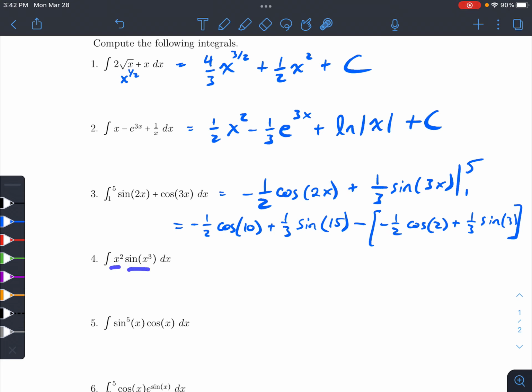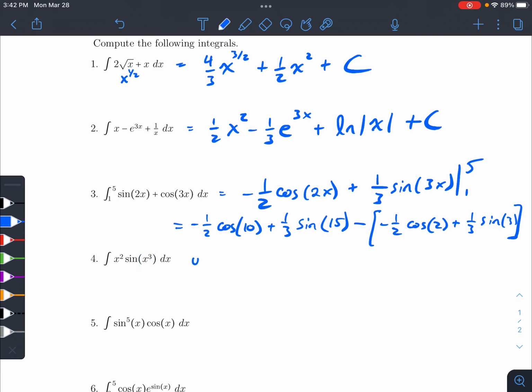X squared sine of x cubed. When you're doing these things and you don't know immediately what the antiderivative is going to be, your first hope is that you can do a u sub on it. So immediately when I see this, I'm like, oh, I don't know how to do this antiderivative. I immediately try to decide, is there a u substitution that I can do in this problem to solve it? And so making u be x cubed is going to work for this one.